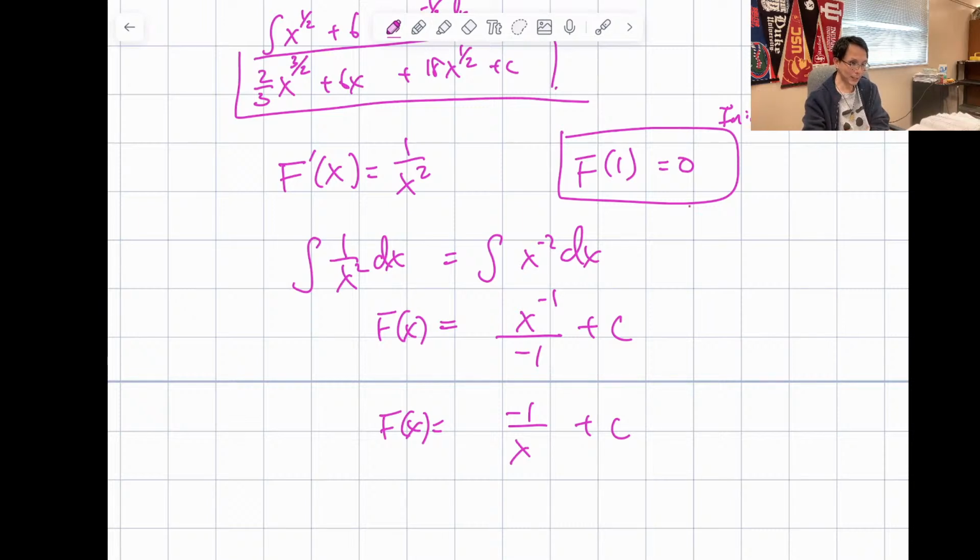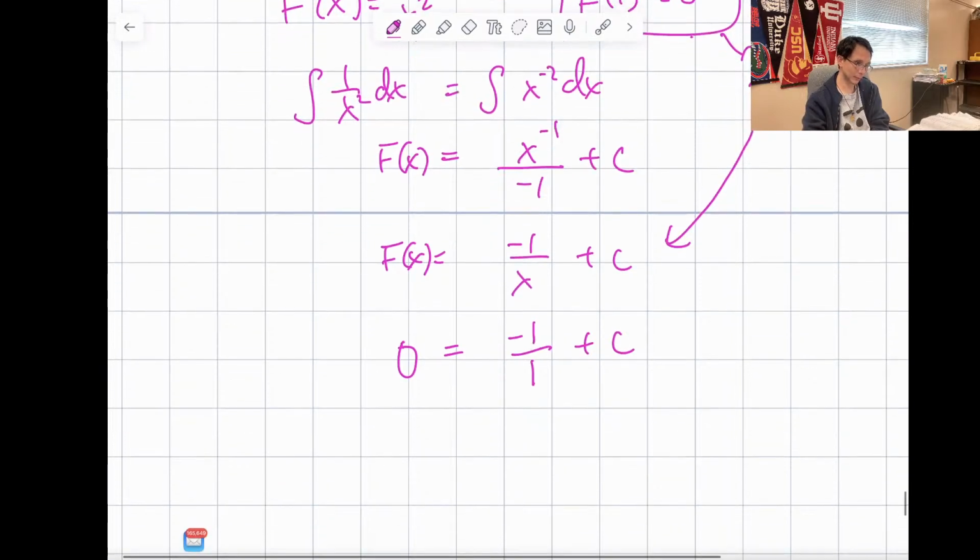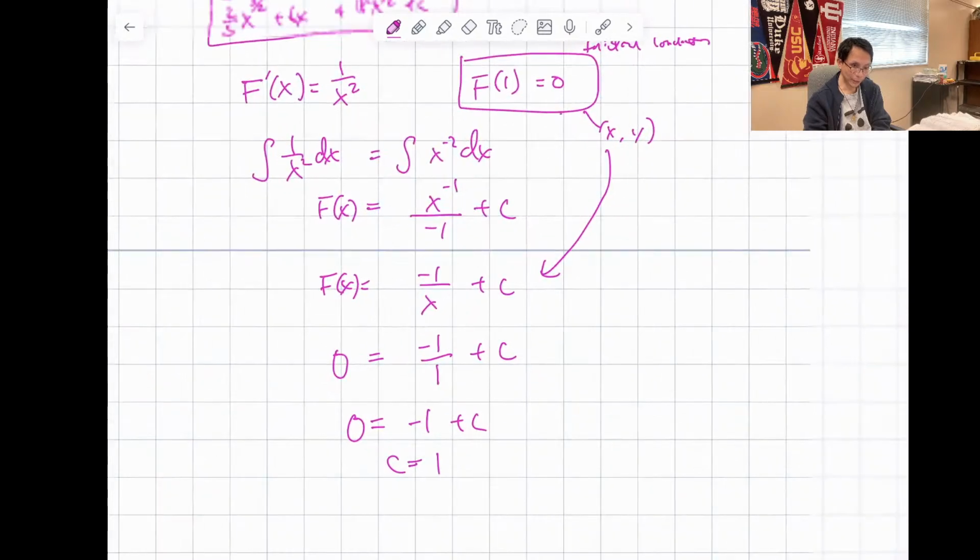There's a way to find c now, because this is the x and y value, right? I can plug it back in here, which is 0 equal to -1/1 plus c. So 0 equal to -1 plus c, c is equal to 1. So therefore, the integration of this is going to give you -1/x plus 1 equal to f of x.